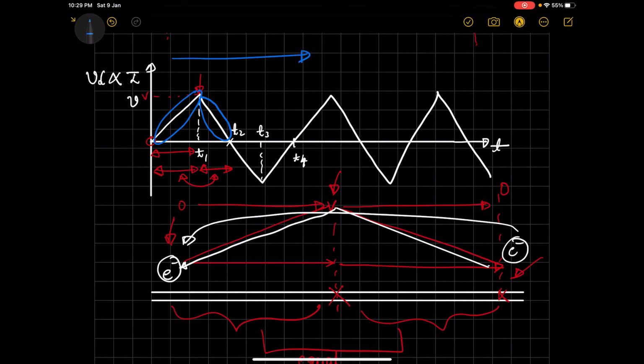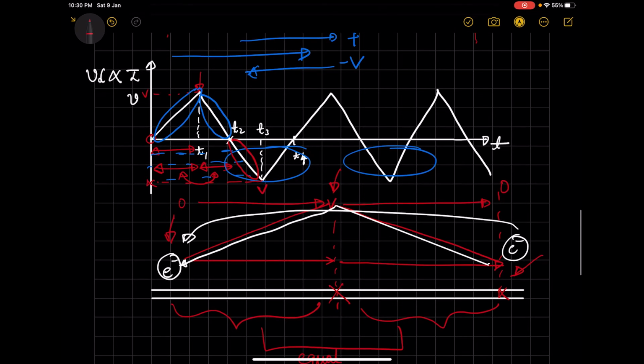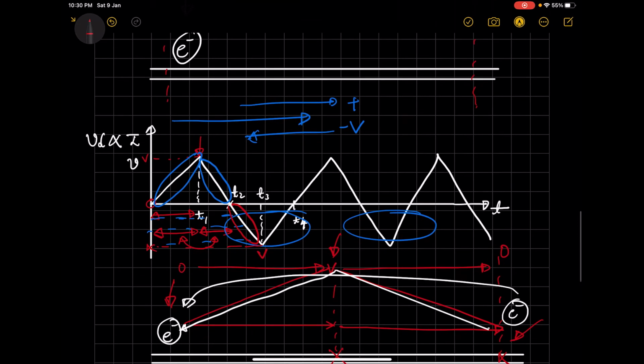But if you take this direction as positive, then the electrons moving in the opposite direction will have negative velocity. Therefore, that is depicted by the waveform here, which maps to the negative velocity on the y-axis. Now for this waveform from t2 to t3, the electrons will move in the opposite direction and again increase the velocity to a maximum value v, and again they start decreasing their velocity and come to the original position where the final velocity will become 0 again.